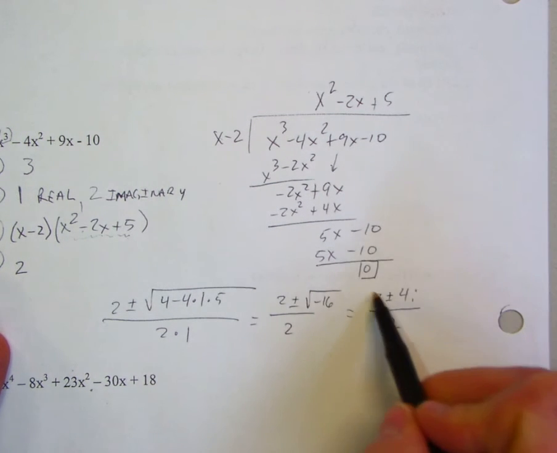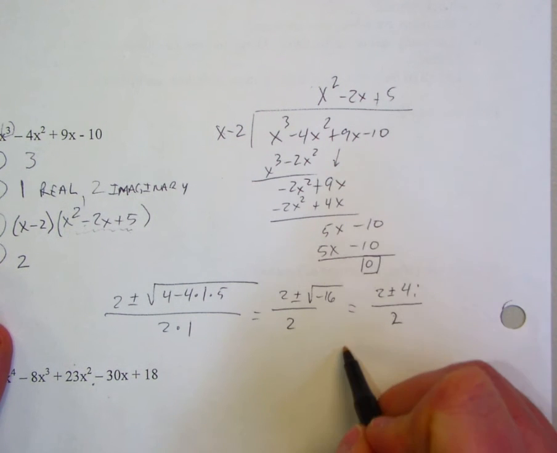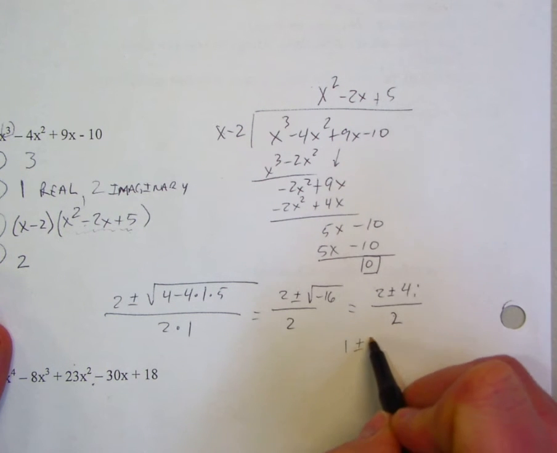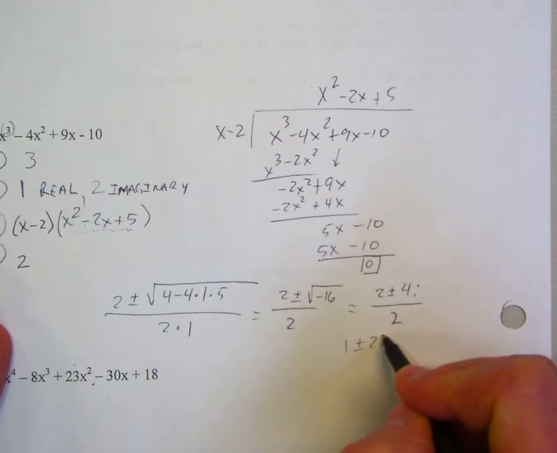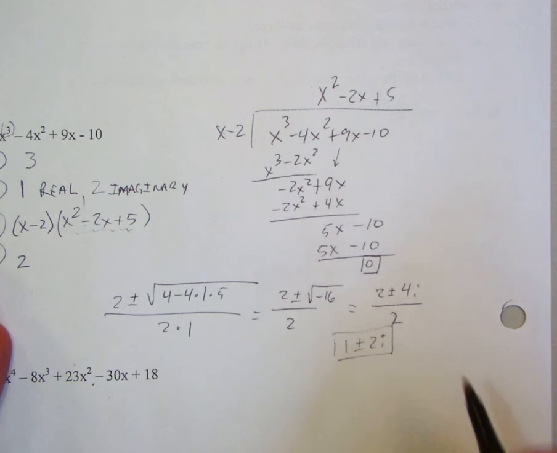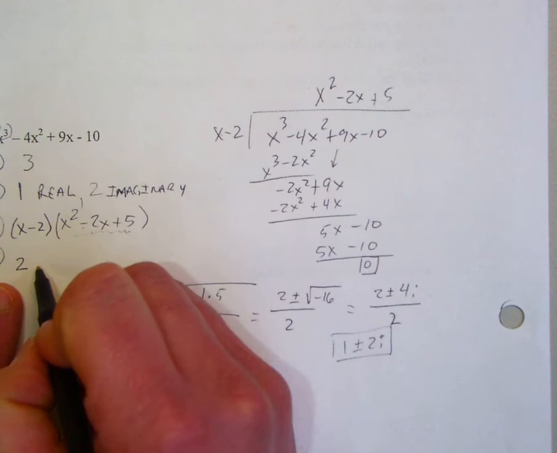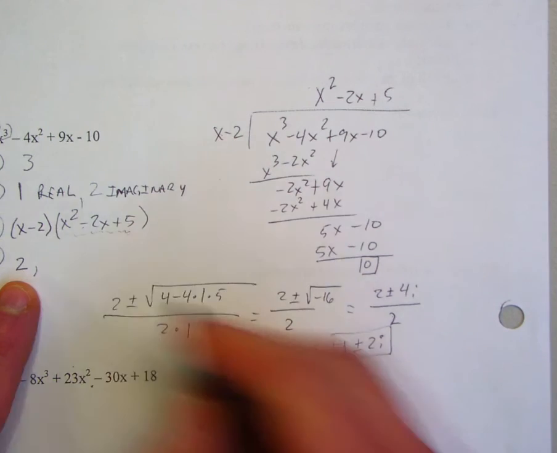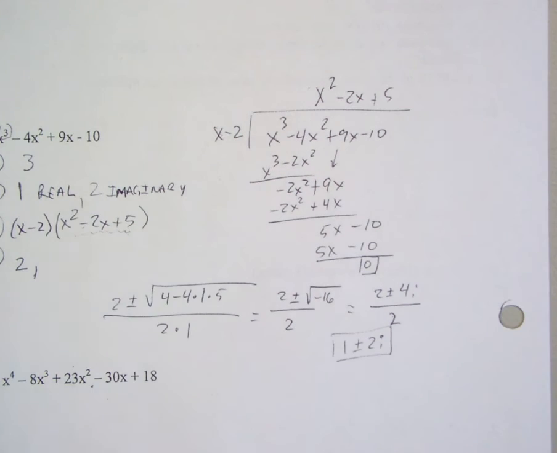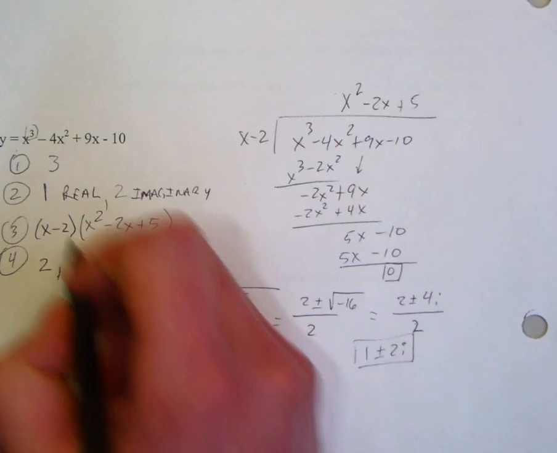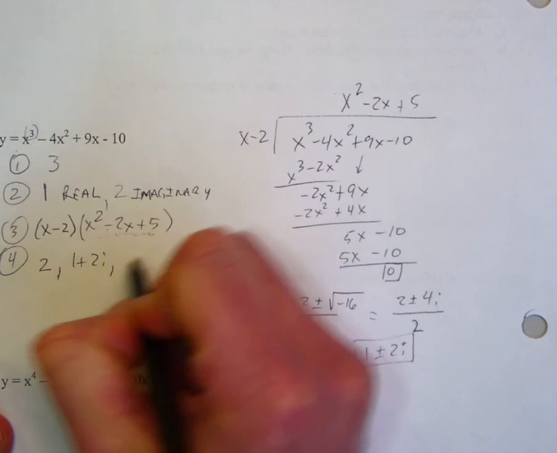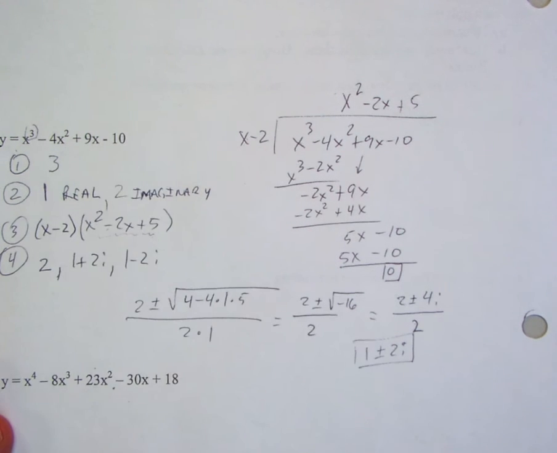Last thing I'm going to do is cancel a 2 out of each one. Cancel a 2, get 1. Cancel a 2, get plus or minus 2i. And I've got my 2 imaginary solutions out of this problem. So my 3 solutions are going to be 2. Now the next one is going to be 1 plus 2i. The other one is 1 minus 2i, and I've got all of my solutions.